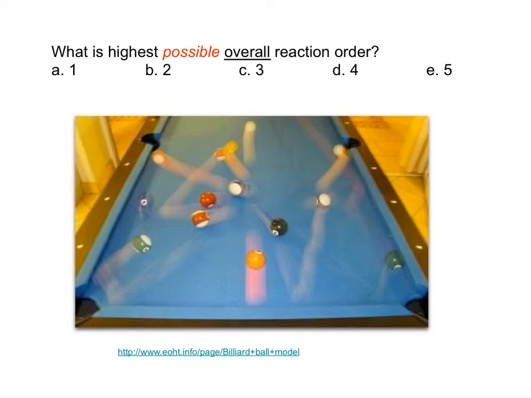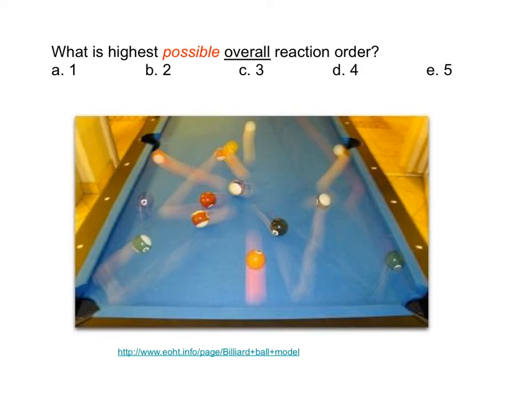Now I'm sure you've played pool before. All those billiard balls moving and colliding are like a chemical reaction. A reaction occurs when atoms or molecules or particles collide with sufficient energy for bonds to break and form. Stop the video and speculate on what is the highest possible overall reaction order. Here's how we get to an answer.